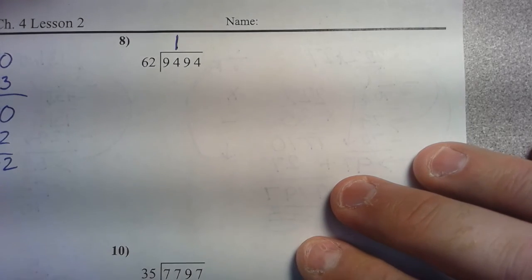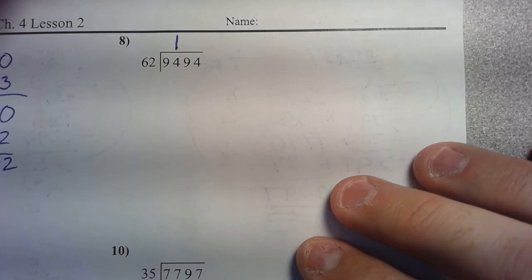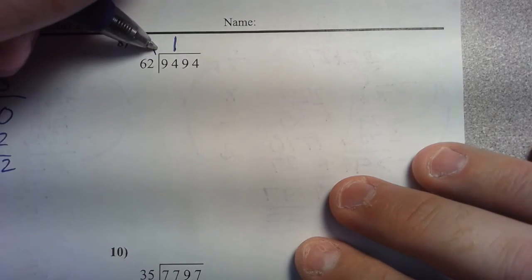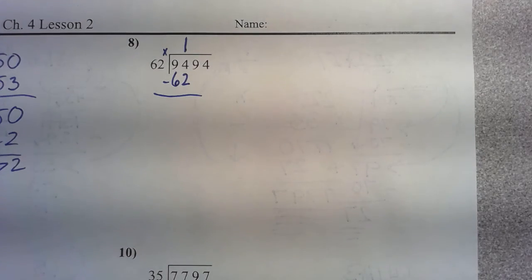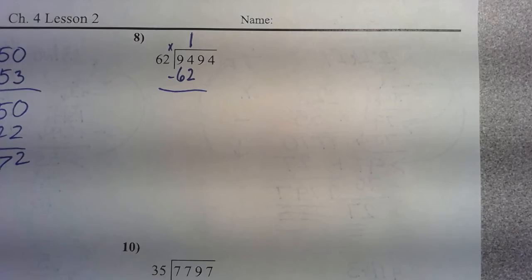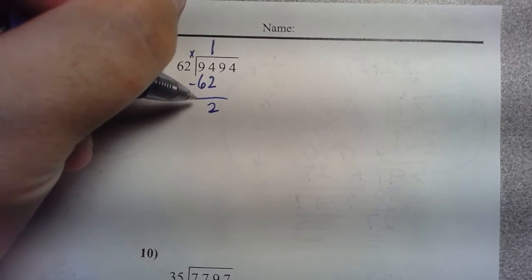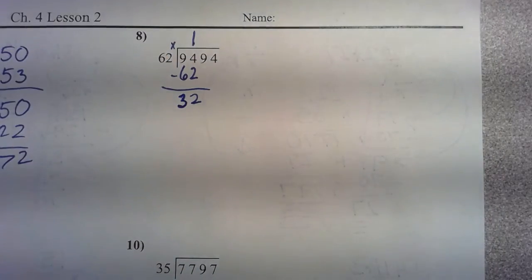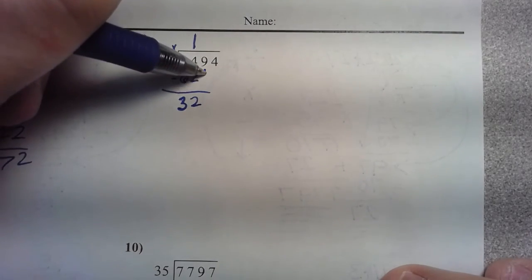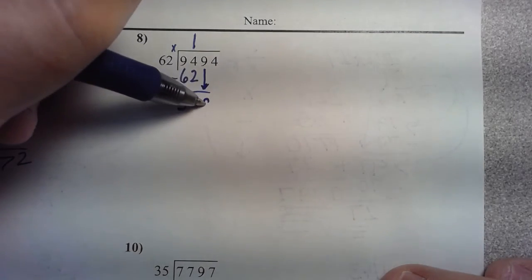Sorry. 62 minus 94. Right? Well, you do the times. 1 times 62 is 62, but yeah. Now you subtract that. What do you get? 32. All right. Now what do we do? You bring down the 9. Yep.